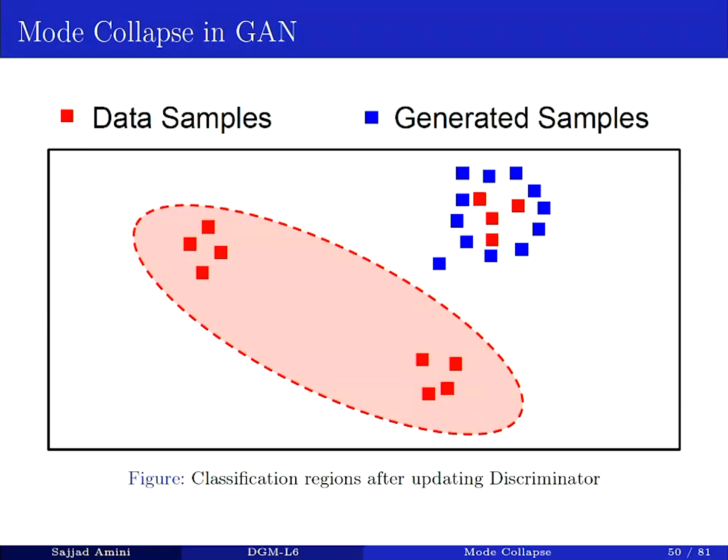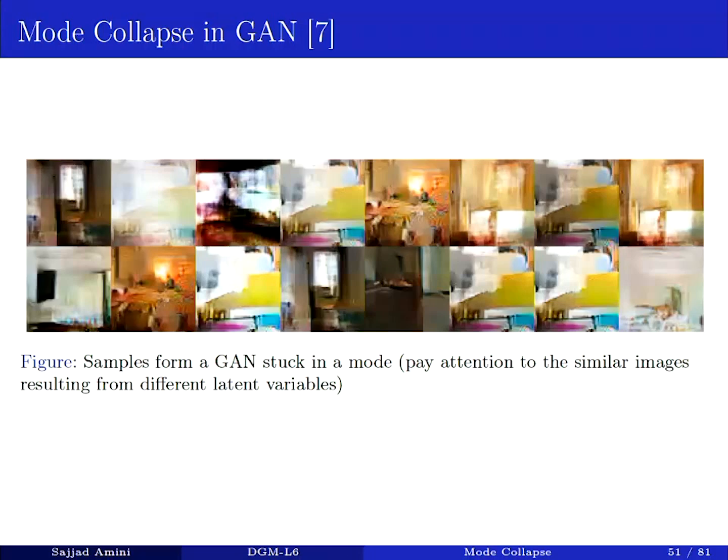Yes? Is the generator generating samples similar to each other always true, or true for just this example? Yeah, this is what happens in practice. What happens in practice is that when you sample from a GAN which is stuck in mode collapse, you see some samples that are really similar to each other conceptually. Yeah, that's exactly the problem.